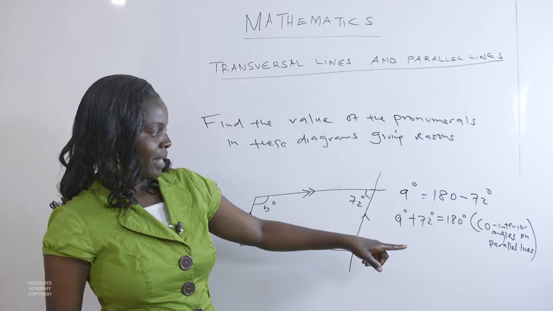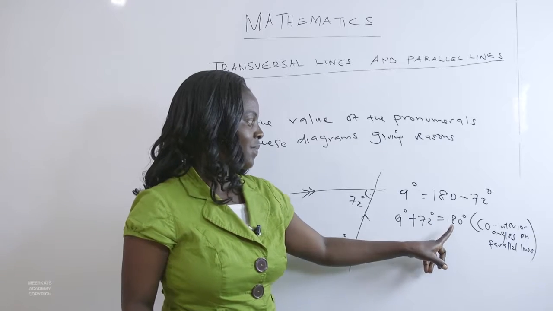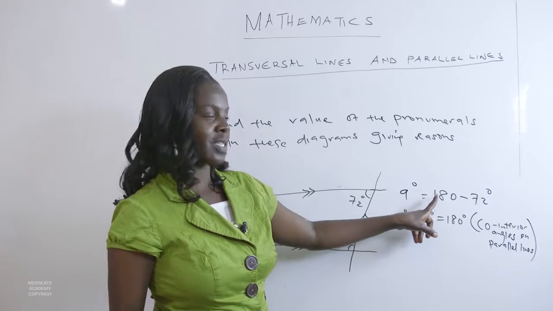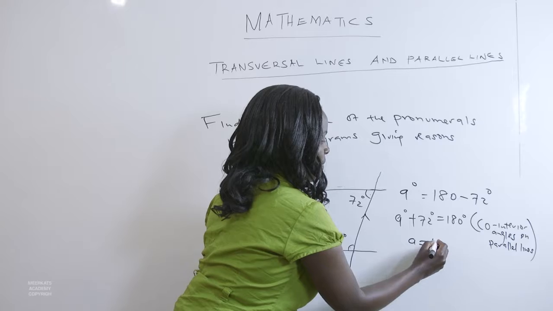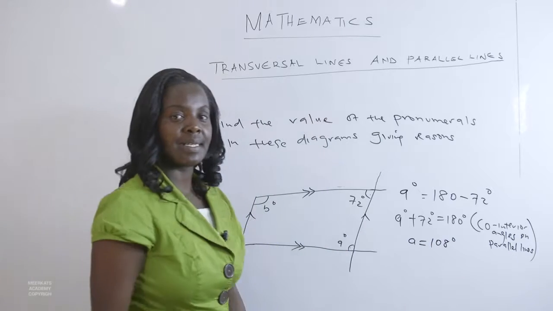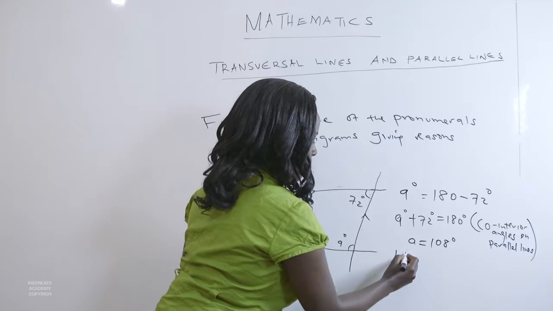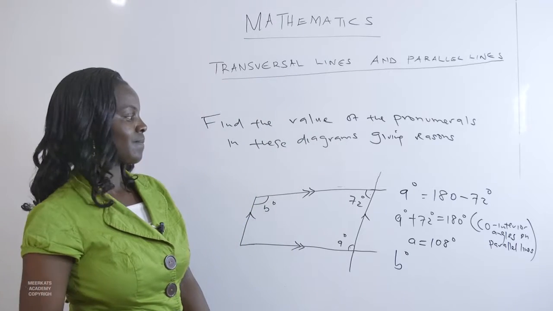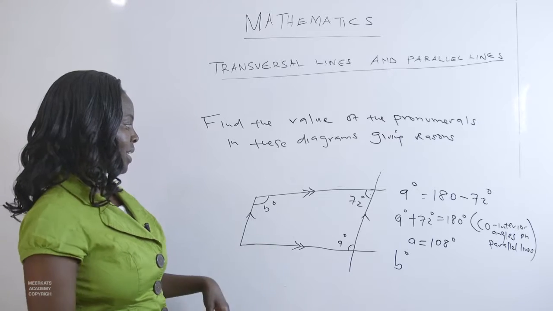Co-interior angles on parallel lines. So if we add the two, they should give us 180. So for us to get A, we subtract 180 minus 72. So A will be 108 degrees, co-interior angles. What about B? How do we calculate the value of B?